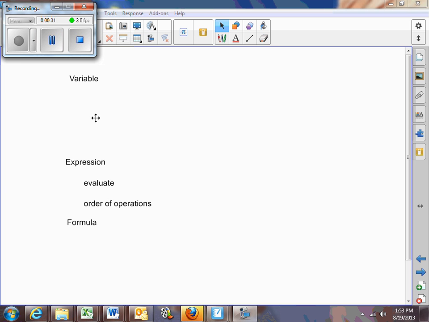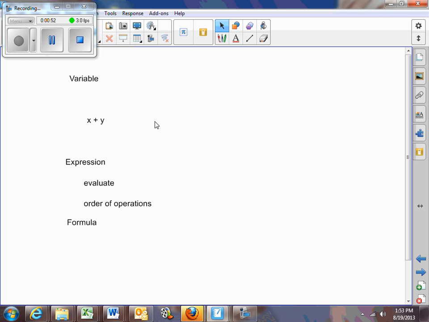For example, we could have an answer that is the sum of two numbers, but we don't know what two numbers. So we could say the answer would be x plus y, where x and y are variables that represent numbers that we don't at present know.